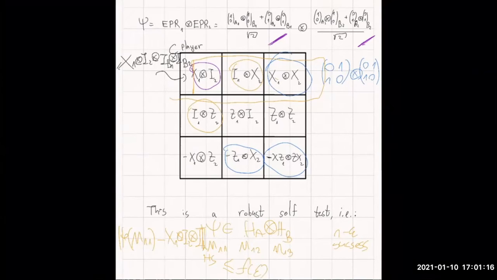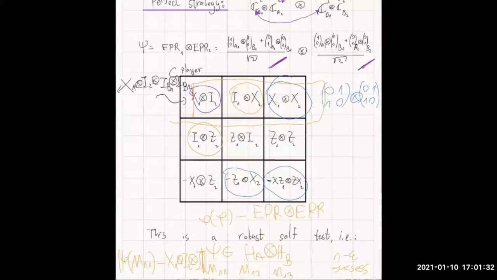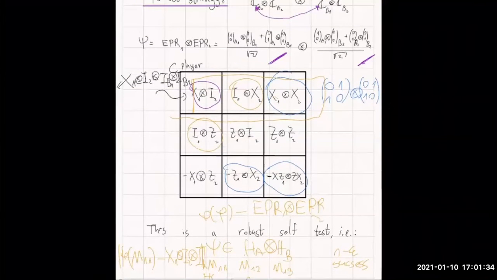Okay, so this is what it means to be a robust self-test. And clearly the psi, again after isometry, phi of psi is EPR tensor EPR, which is the state. This is EPR1 tensor EPR2 that I remarked here. Maybe tensor some auxiliary state that I don't care about.